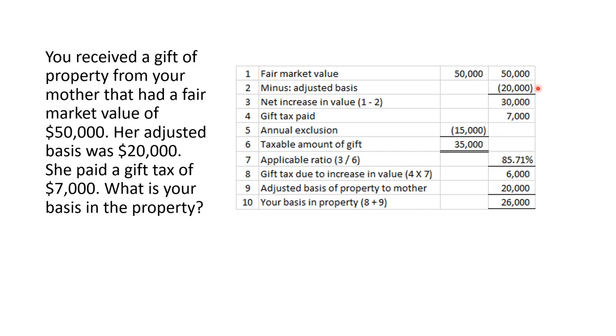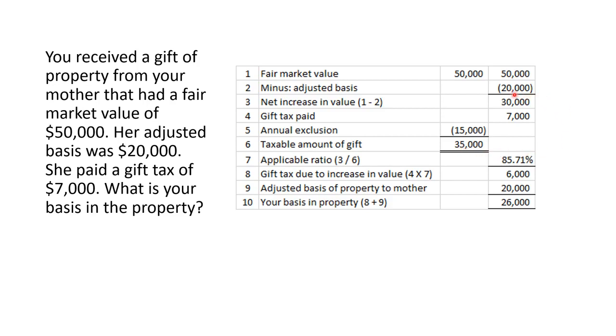It's now worth 50,000. Adjusted basis, or the mother's original investment, was 20,000, so the increase is 30,000. The gift tax that was paid is 7,000. We need to consider the annual exclusion. And at this point in time, the annual exclusion for gifts is 15,000. So take fair market value, subtract $15,000, and we come up with a taxable amount of the gift of 35,000.